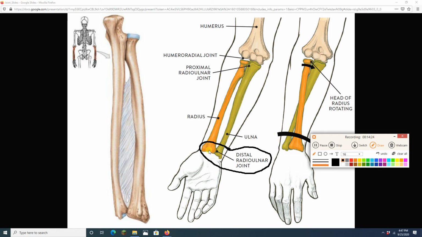And this is another example of a syndesmosis, which is a slightly movable fibrous joint.